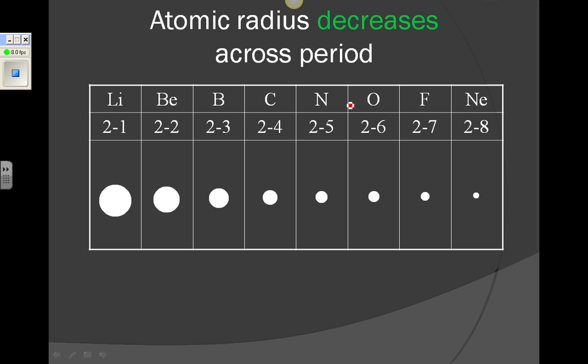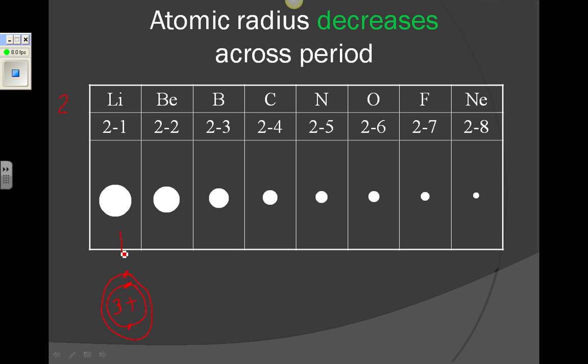So the atomic radius decreases across the period. Let's talk about why. If we look here at period 2, we've got lithium. Lithium has 3 protons in its nucleus, and then it's got the first shell with 2 electrons, and then the second shell, the second energy level, with 1 valence electron.